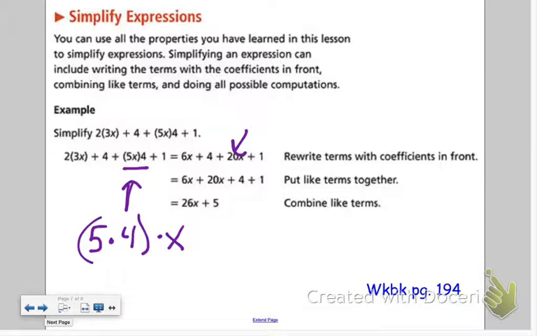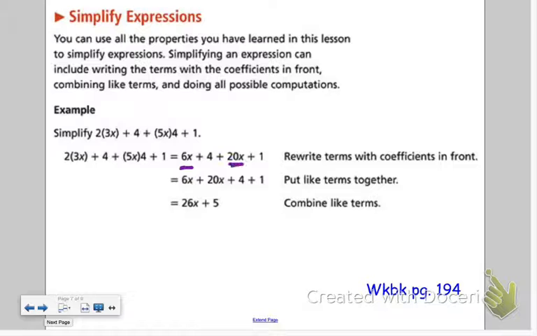So the first thing that I've done is rewrite the terms so that there are coefficients in front. Think of it as multiplication coming first. I'm taking care of the multiplication part of my expression. Next, I'm going to do the addition part, which is combining like terms. I'm going to look for things that I can put together. For example, 6x and 20x can be combined, and that's going to give me 26x. And then the 4 and the 1, those constants, can be combined to get 5. So my new expression is 26x plus 5.